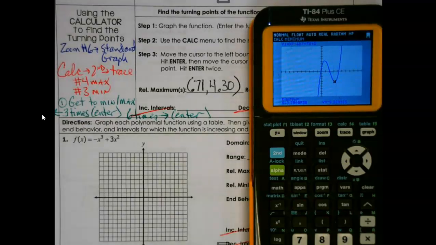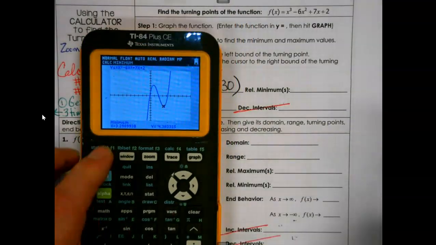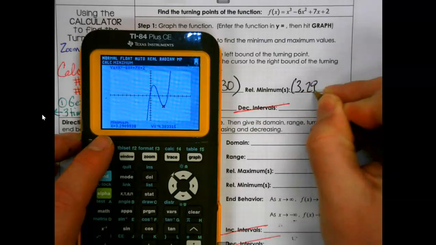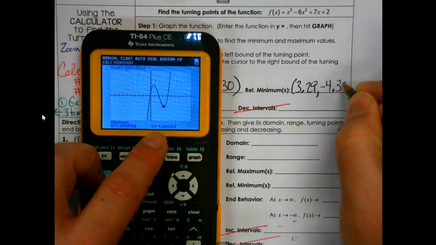One last time. And our minimum, if we have gotten things okay, let me swing this over here, would be at 3.29 and negative 4.30.